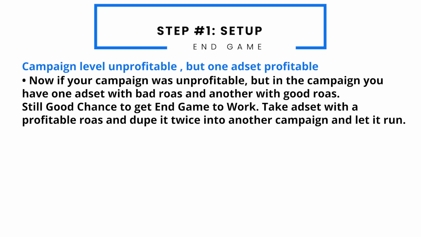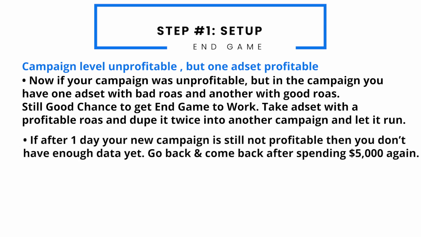Alright, so now if your campaign was unprofitable, but within your campaign you have one ad set with bad ROAS and another one with good ROAS, then you still have a good chance of getting the endgame to work. In this scenario, you'll want to take your ad set with a profitable ROAS and dupe it twice into another campaign and then let it run. If after one day your new campaign is still not profitable, then most likely you don't have enough data yet. Just go back a phase and come back after spending another $5,000.